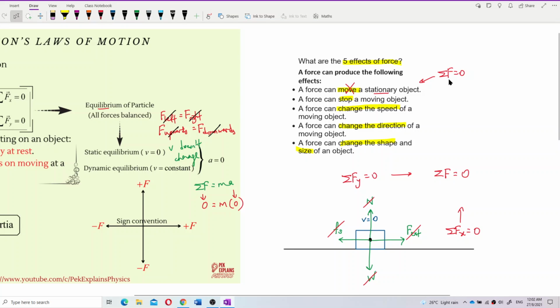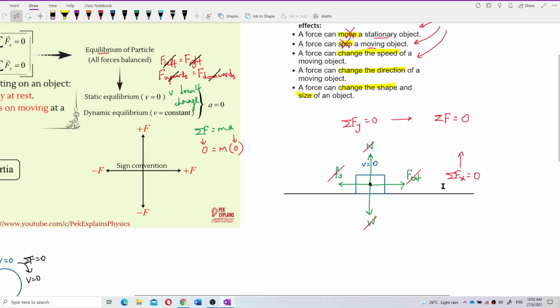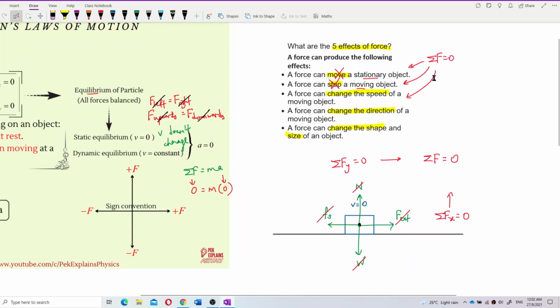Same thing, total force is zero. That means for a moving object, there is no resultant force to stop it, so it cannot be stopped. The object will continue moving. Actually there is force, just no resultant force. If resultant force is zero, that means the speed cannot change, so the speed remains constant. The velocity remains constant for a moving object.